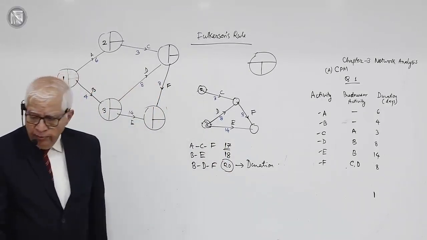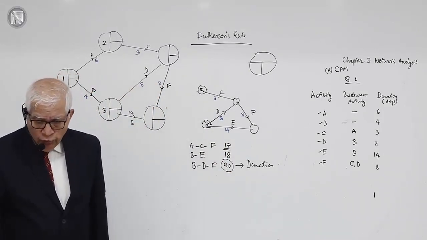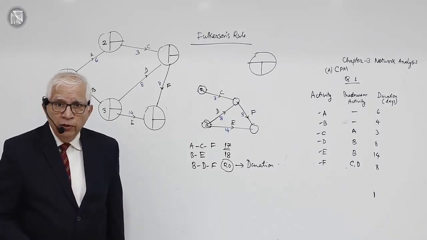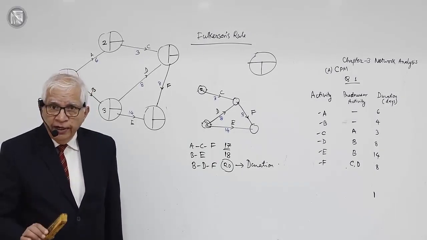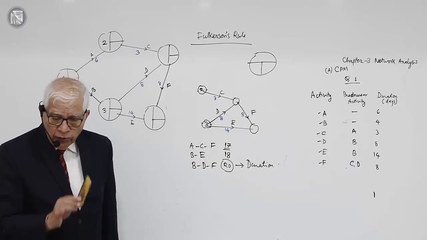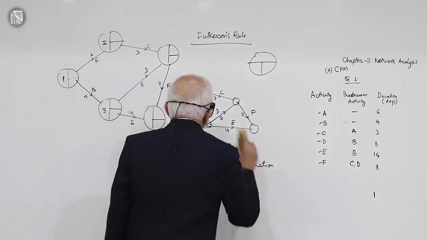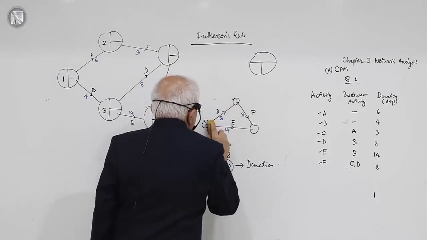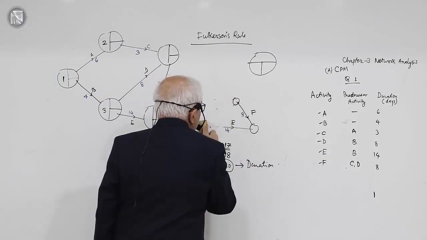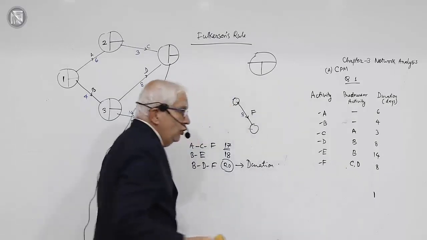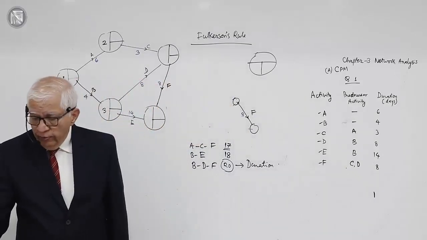Now which events have been numbered so far? 1, 2 and 3. So what do we do? Delete the events which are already numbered. 1 has been already deleted. Delete event number 2 with the arrows starting from it. Delete event number 3, already numbered, along with the arrows starting from it. So all the events which have been numbered have been deleted along with the arrows starting from those events.